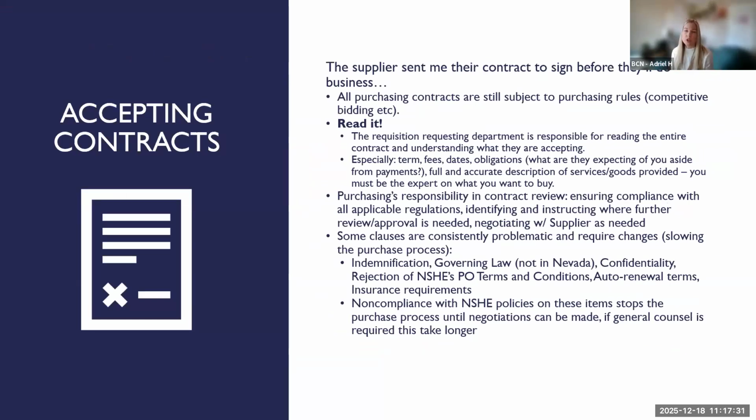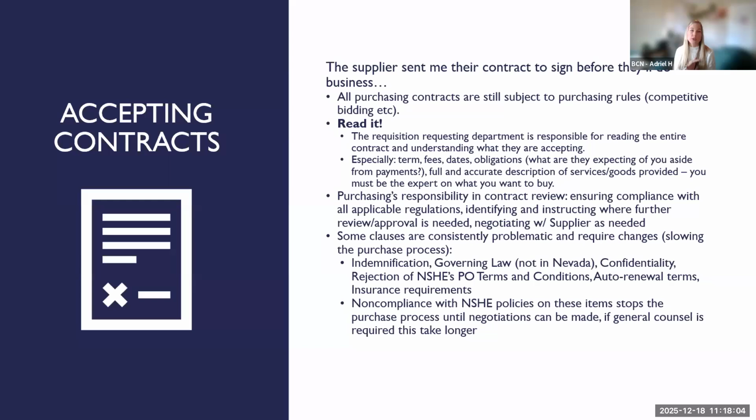I apologize, this is wordy. I'm going to be updating this hopefully soon. If a supplier sends you a contract to sign before they'll do business, it doesn't matter how nice and detailed the contract is, the amount determines what rules apply. If it's over 50,000, then it would still be under competitive bidding rules. You'd have to do an RFP for that. You can't just sign the contract, or you'd have to get a competitive exception. All of those things still apply to any contract.